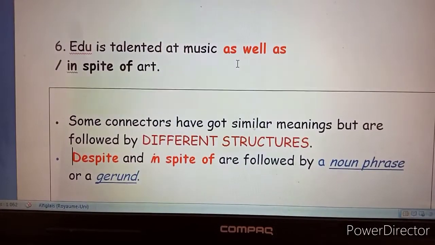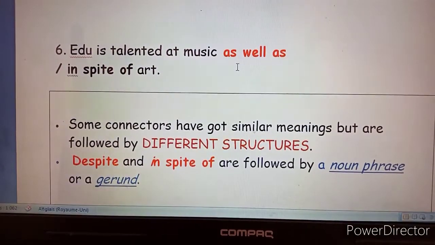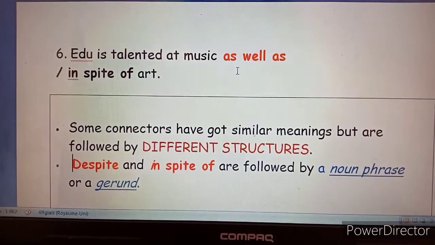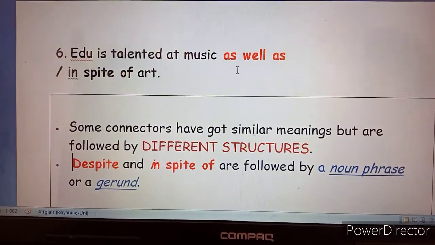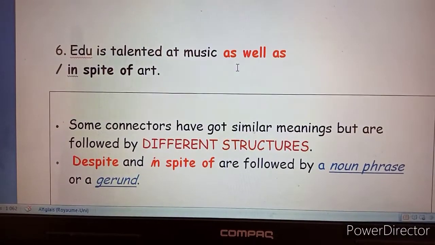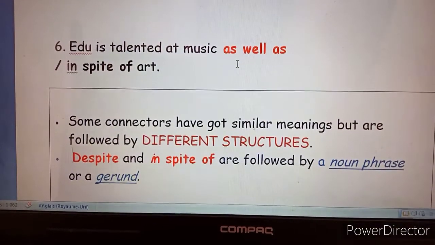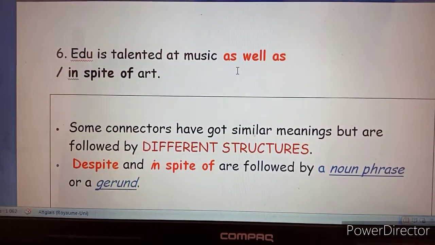So now let's move to the next example. Ido is talented at music as well as, or in spite of, arts. So here what are we going to choose? Here, as well as arts. Clear? So now let's move to this rule.